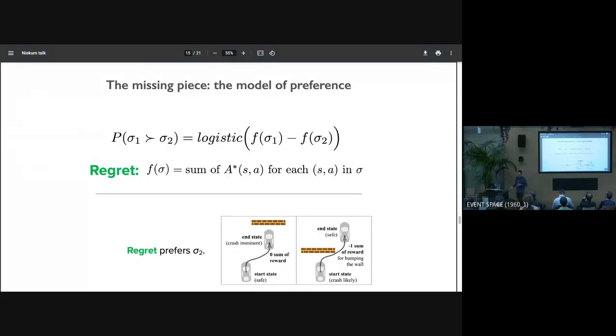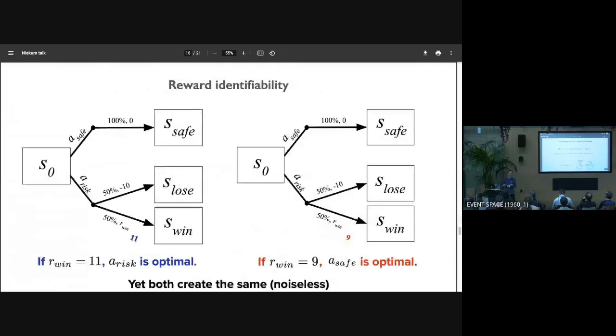It turns out the regret model also has theoretical properties that are a lot nicer. If we look at these MDPs, you have a safe action that with 100% chance gives you a 0 reward, or a risky action that with a 50-50 chance gives you -10 or +11, in which case the risky action is optimal in expectation. But if you change that 11 to a 9, as we see on the right, suddenly the safe action becomes optimal.